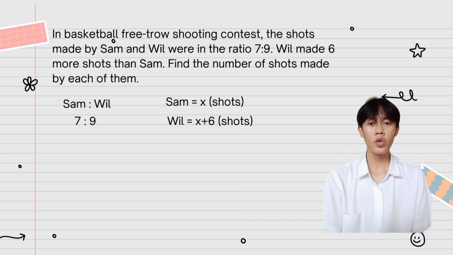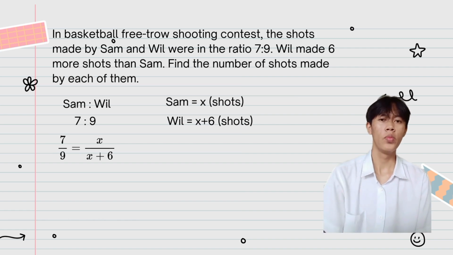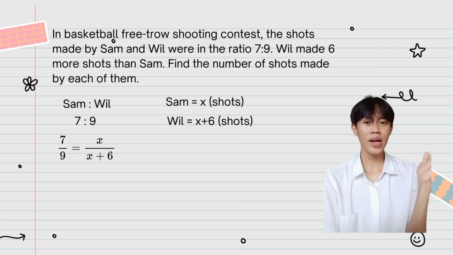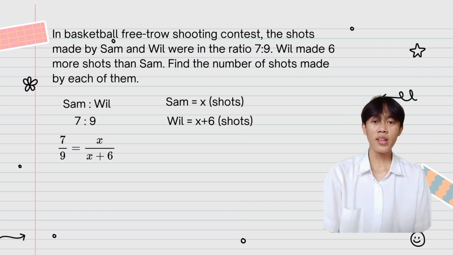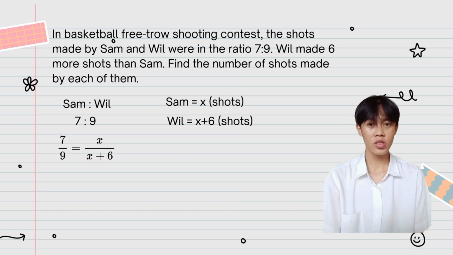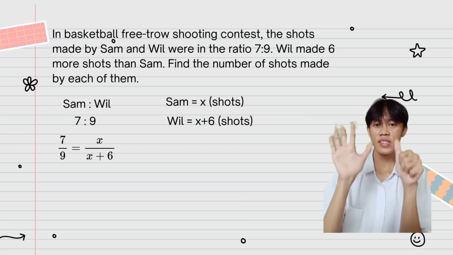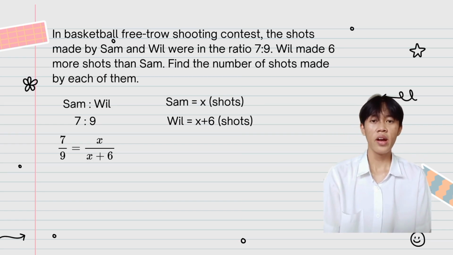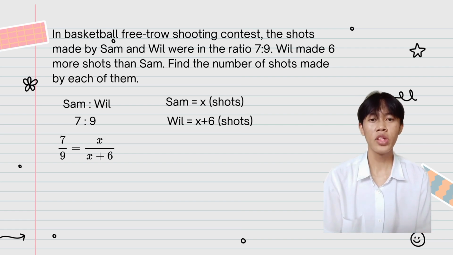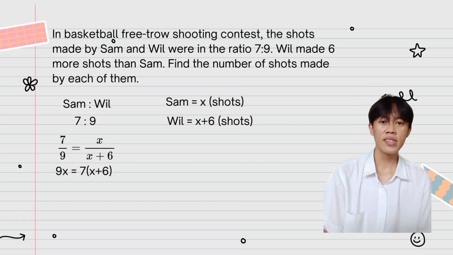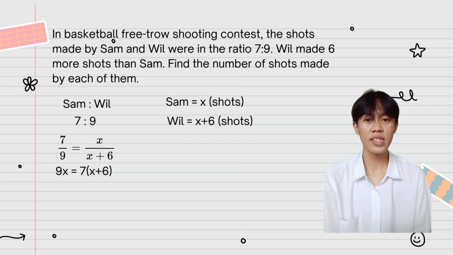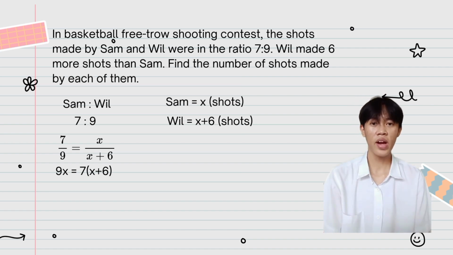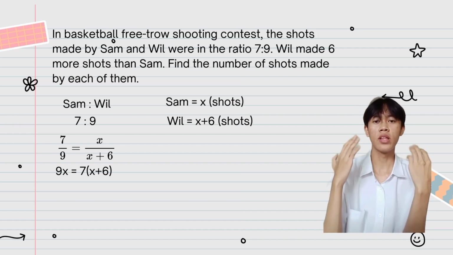So then we combine all this information. The ratio of Sam to Will is 7 over 9, but remember, the top part is for Sam and the bottom part is for Will. And we also said that if Sam made x shots, Will made x plus 6. So to solve this equation, let's cross multiply. We're going to multiply 9 times x, and that's equal to 7 times x plus 6. Just make sure to put the x plus 6 in parentheses, because we have to distribute here.